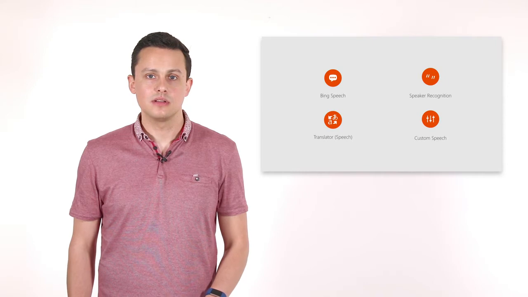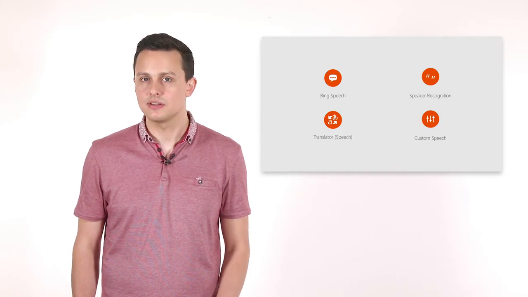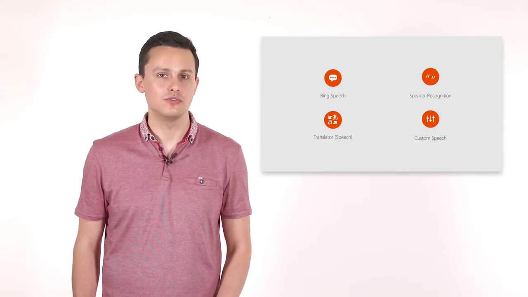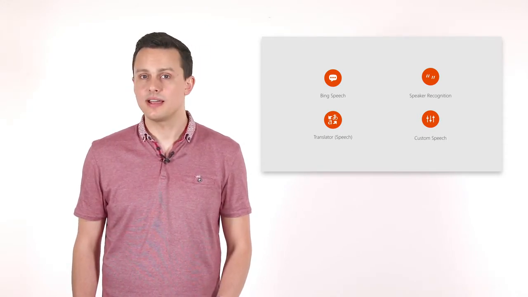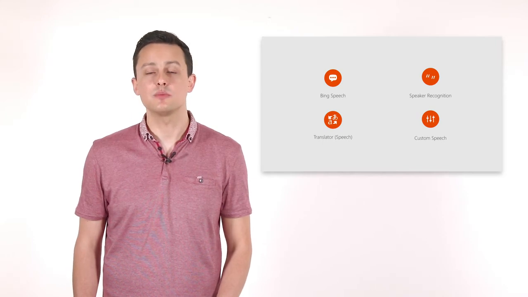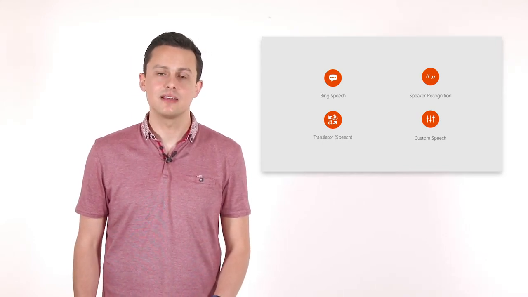There are 4 services in the speech family in the Microsoft Cognitive Services platform. And 3 of them have some overlapping functionality. And those 3 are Bing Speech, Translator Speech, and Custom Speech, because they all have capabilities that enable speech to text. And one of the goals of today's session is to help you understand which one to use when. The last service is speaker recognition, which doesn't provide any speech-to-text service, but helps us to identify and verify the identity of the people speaking in recordings.